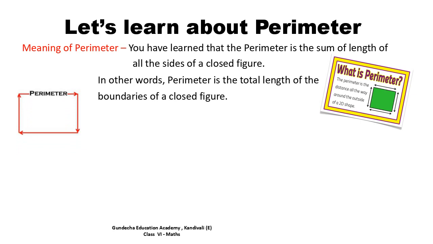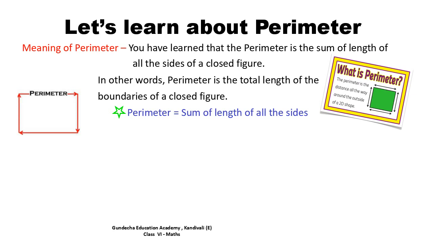Now while adding all the four sides of the garden, what are you doing? You are calculating the perimeter of that garden. So the distance covered in taking one round of that garden is equal to the perimeter of that garden. So we can say that perimeter is equal to the sum of the length of all the sides.